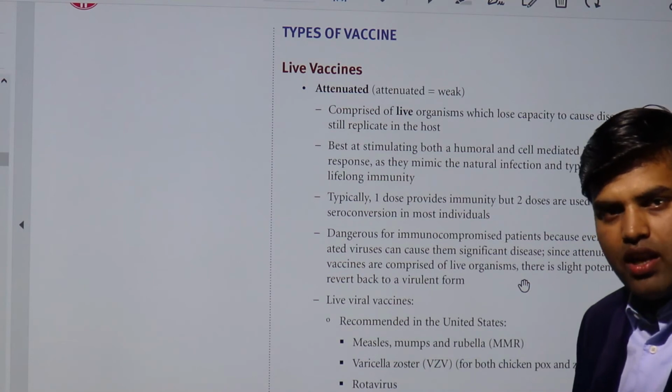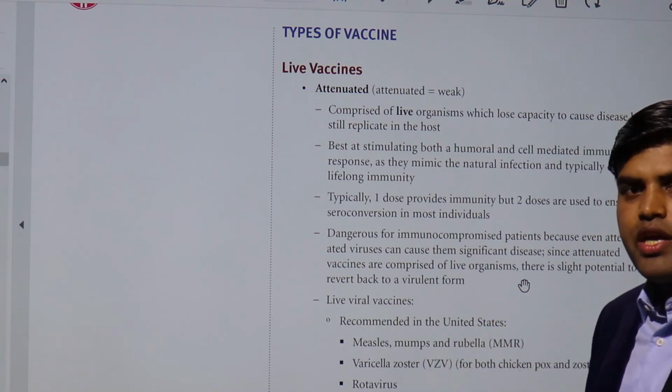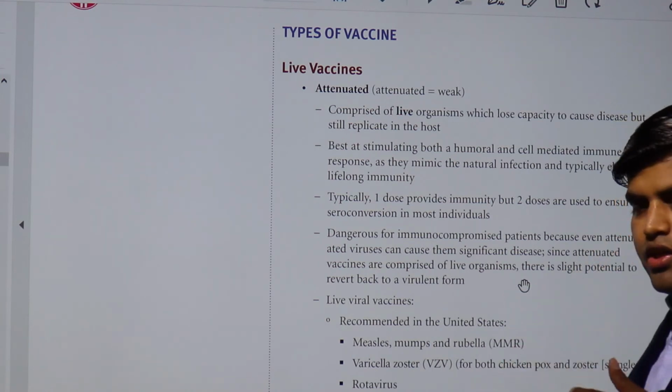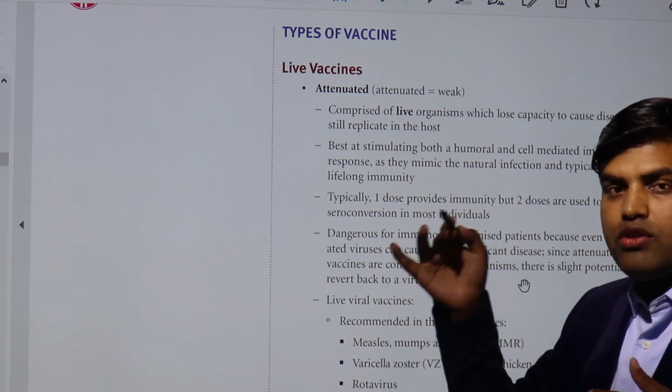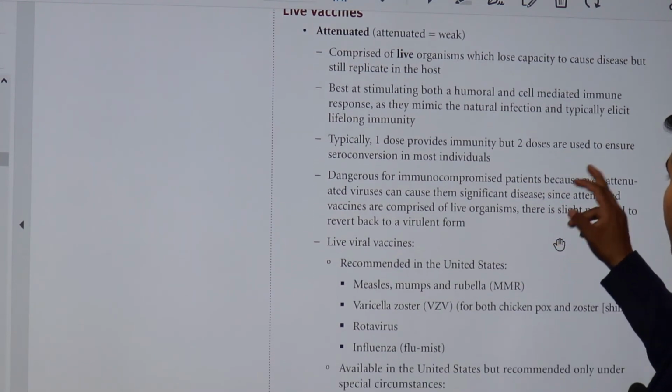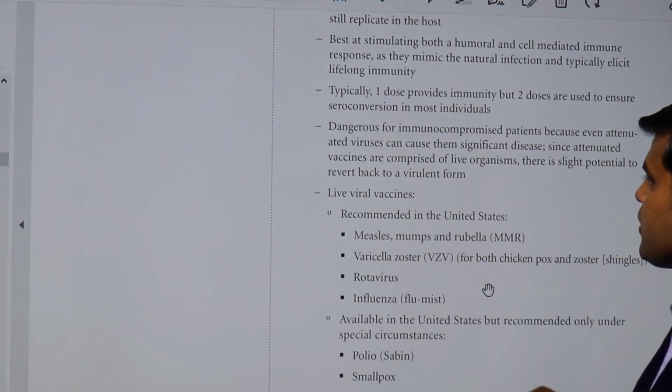They cannot damage your cells. They only multiply in our body, and our immune system makes antibody against it, and that will protect us from the future actually toxigenic virus or bacteria. Typically, 1 dose provides immunity, but 2 doses are used to ensure seroconversion in most individuals.